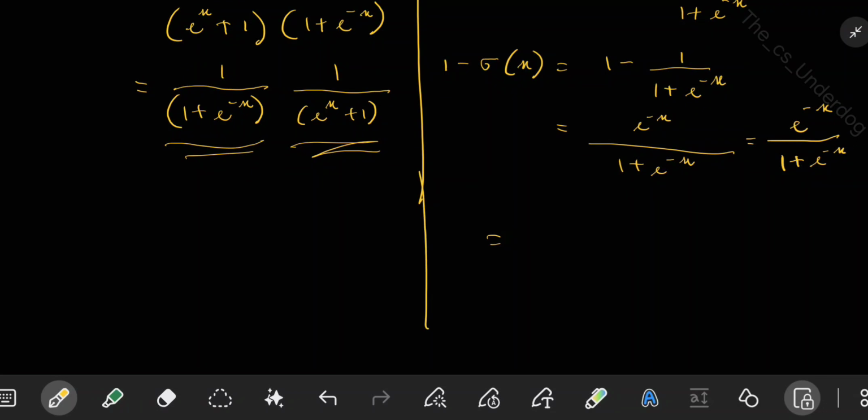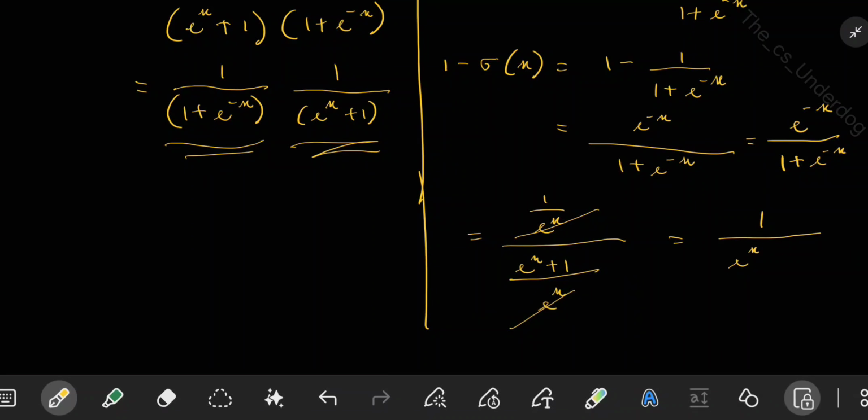So here, instead of this e power minus x, I am going to write 1 by e power x. So 1 by e power x whole divided by 1 plus 1 by e power x. This 1 plus 1 by e power x, I can write it as e power x plus 1 by e power x. Okay, this will be e power x plus 1 divided by e power x. Now you can see this e power x and this e power x will cancel out, and what remains? 1 by e power x plus 1. So this exactly is what we have here.